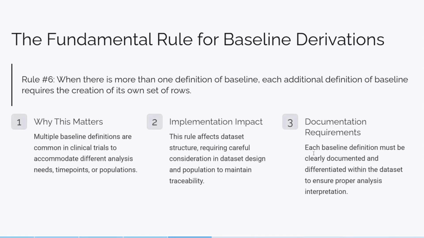Okay, so the fundamental rule for the baseline derivation is rule number 6. When there is more than one definition of the baseline, each additional definition of the baseline requires the creation of its own set of rows. So why does this matter? Multiple baseline definitions are common in clinical trials to accommodate different analysis needs, time points, or populations. And implementation impact.